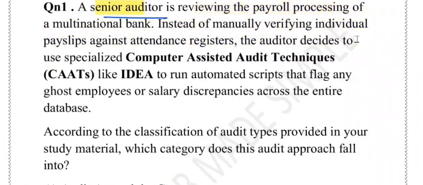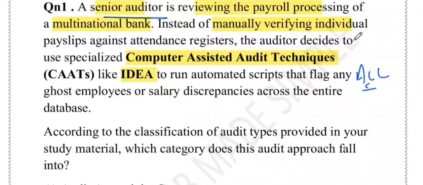A senior auditor is reviewing the payroll process of a multinational bank. Normally an auditor may check payslips manually and match them with an attendance record. But here, what is happening? Instead of manually checking, the auditor uses something called CAAT, computer assisted audit technique, with tools like the IDEA tool or the ACL tool, right? So basically they are using an automated script to find the ghost employee. The first keyword is ghost employee, or salary mismatch, or error in the entire database.